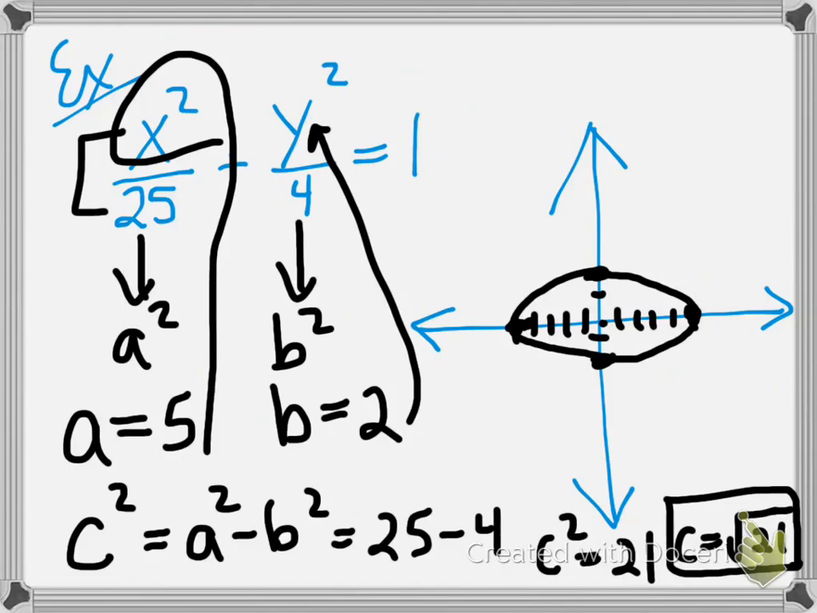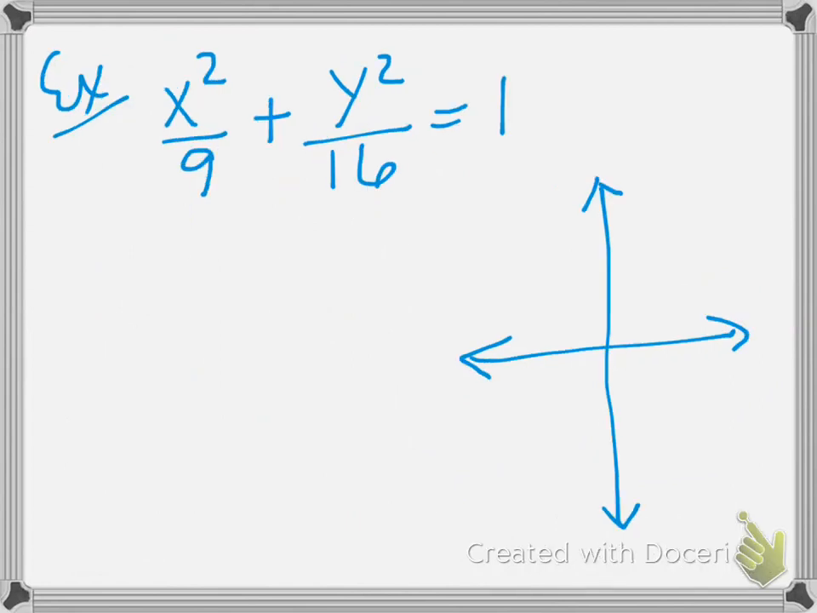The square root of 21 is somewhere between 4 and 5, so it means that my c would actually be somewhere out here and out over here. Okay. All right, next example.